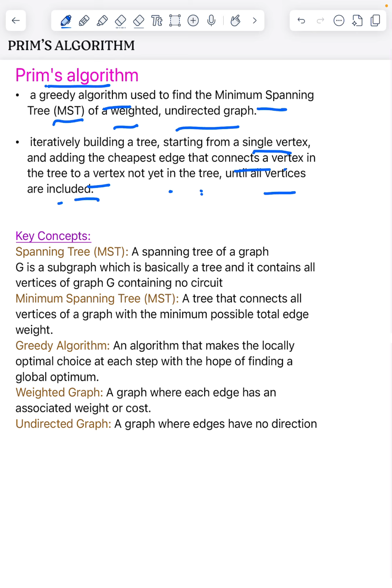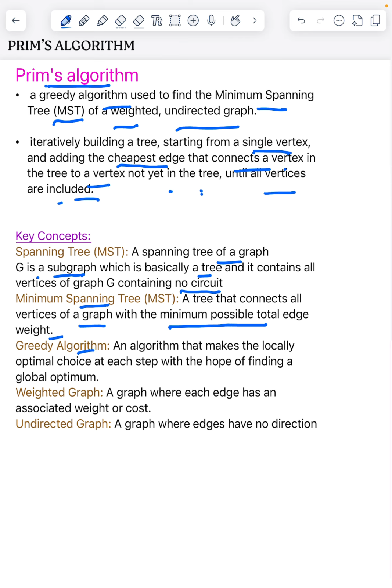Before we get into the working of Prim's algorithm, we have some key concepts here. The first one is spanning tree. A spanning tree of a graph G is a subgraph, which is basically a tree, and it contains all vertices of graph G containing no circuit. So this we have to remember: if it is a spanning tree, then it should not form a circuit. Then coming to minimum spanning tree, a tree that connects all vertices of a graph with minimum possible total edge weight. So that is what we mentioned here, the cheapest edge. That is how you should form the minimum spanning tree.